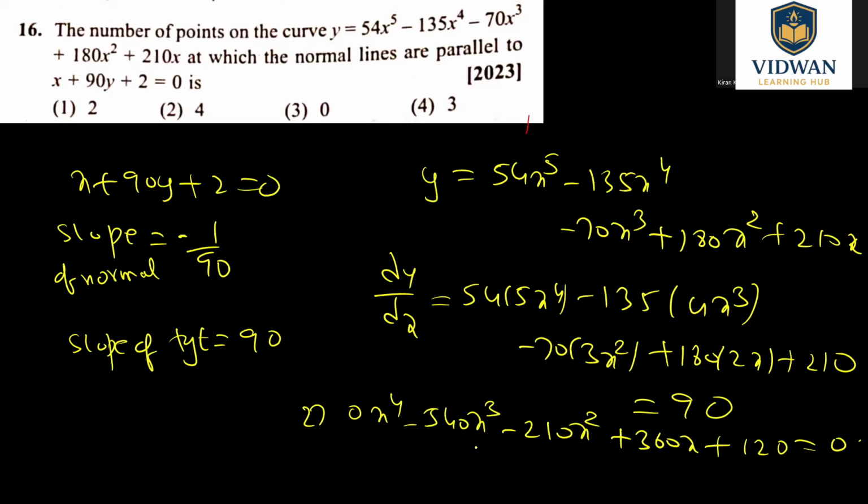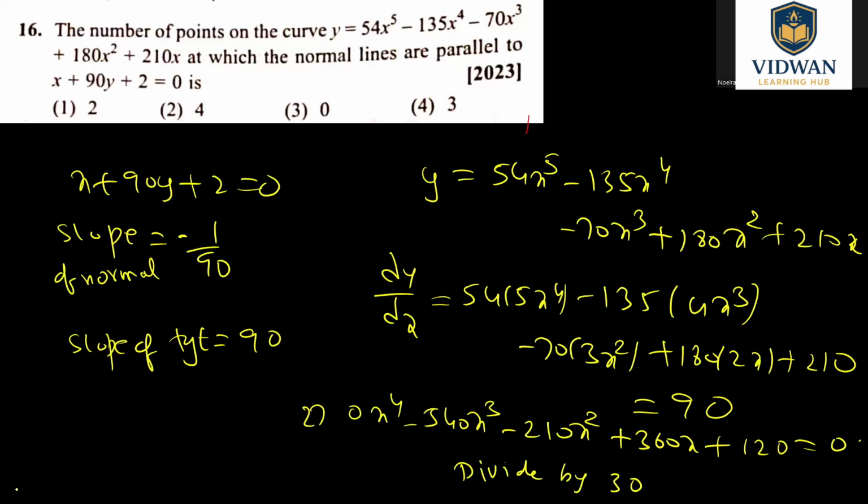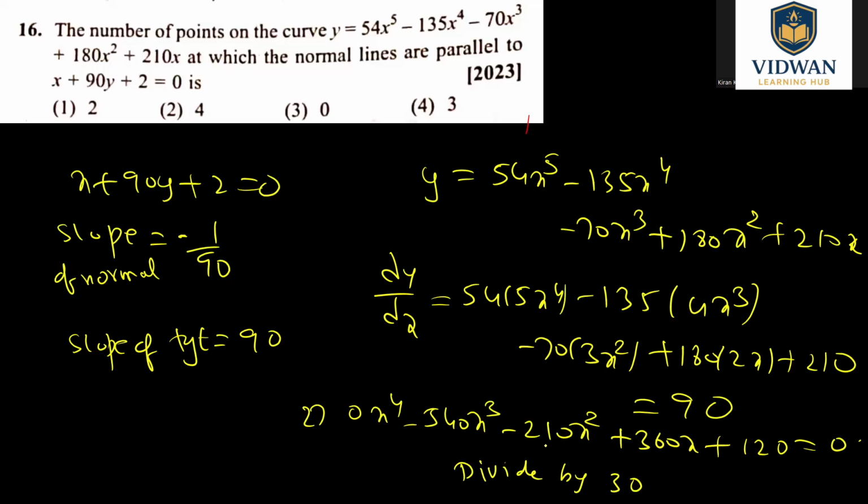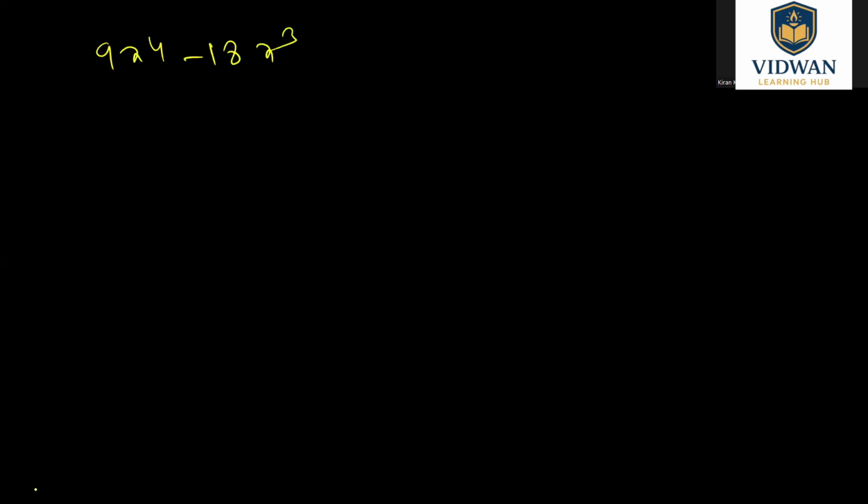You can divide all of them by 30. If you divide by 30, you get 9x power 4. Here, if you divide by 30, what do you get? Minus 18x cube. Then what is the x square term? Minus 7x square. Like that, you will be getting plus 12x plus 4 equal to 0 as the equation, by dividing throughout by 30. Now to find the number of roots, you have to factorize this.